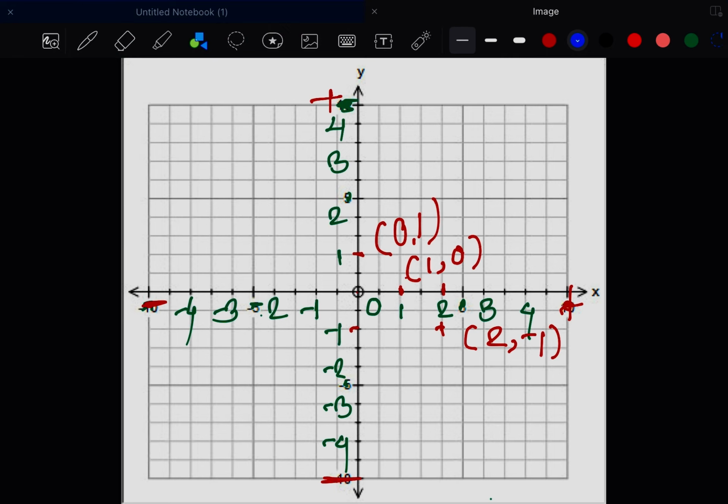Now join these points. Which ones? A, B, and C. Suppose this is the first point. So we have to draw a line like this. Use a scale. So very good. So this is your line. So what we have to do? Just make a line. So this is the line for the equation.